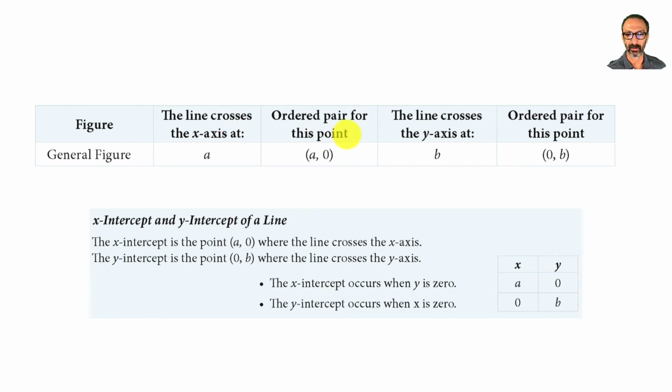Ordered pair, general form: the line crosses the x-axis at A, so the point is A comma 0. That's the x-intercept. The y-intercept is 0, b, which we covered. Down here they tell you more about the x and y-intercepts. You plug in 0 for y to find the x-intercept, and you plug in 0 for x to find the y-intercept.